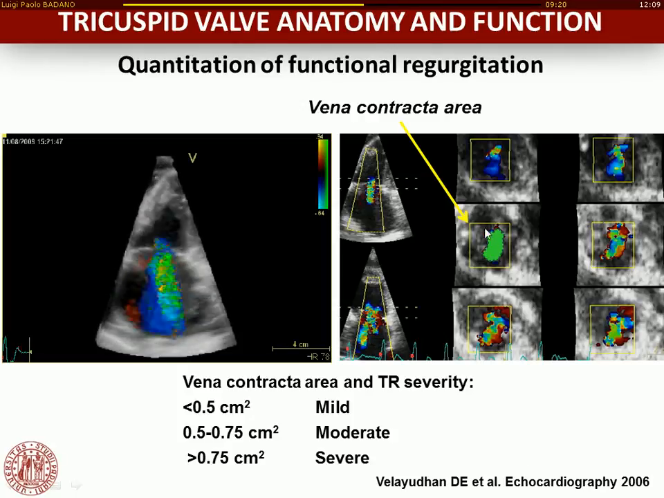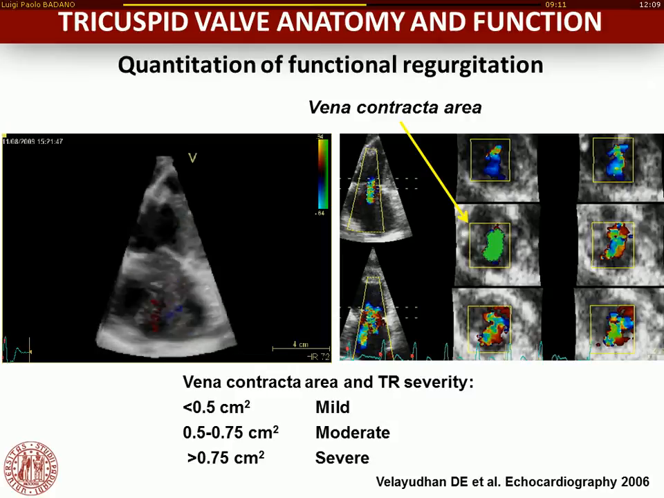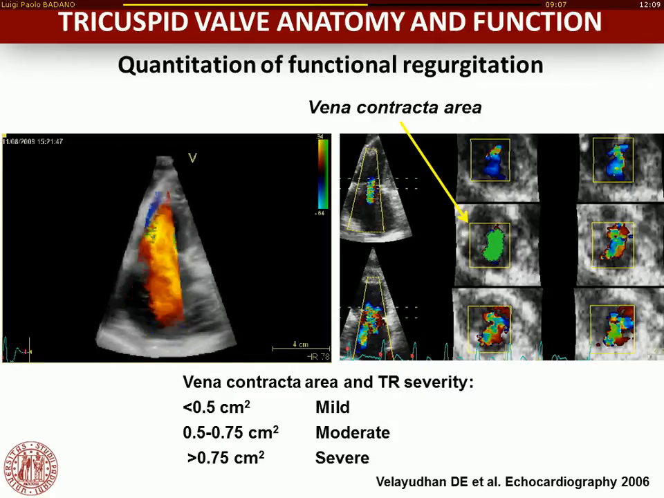The only issue with this approach is that the size of the vena contracta is really dependent on the gain regulation. So you should be really good in regulating your gain, because otherwise you will under or overestimate.